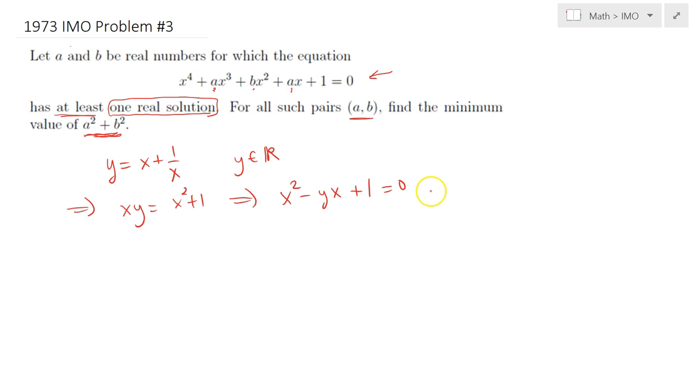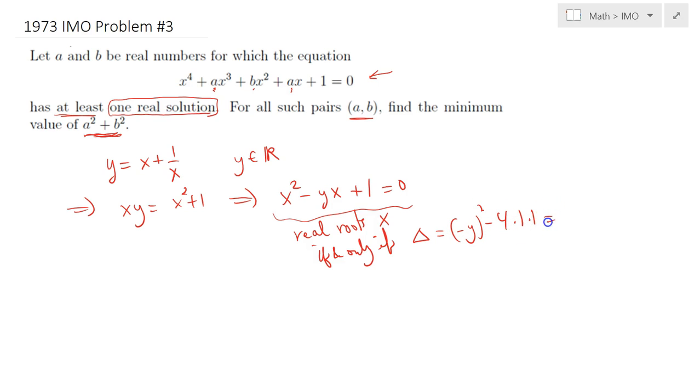But one thing is for sure. For this to have any real roots x, if and only if the discriminant, and the discriminant in this case would be, remember, b squared minus 4ac, so that's minus y squared minus 4 times 1 times 1, so that's simply y squared minus 4 is greater than or equal to 0. Or you can simply write this as y squared is greater than or equal to 4, so taking the square root of both sides, y in absolute value is greater than or equal to 2. So we shouldn't forget about this condition, which is the critical condition for the solution of this problem.